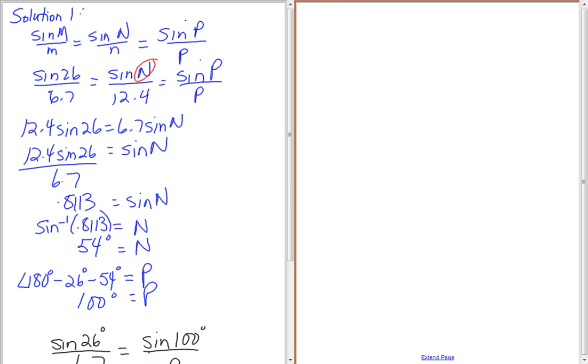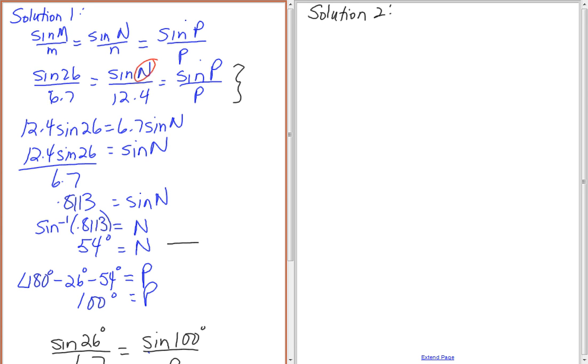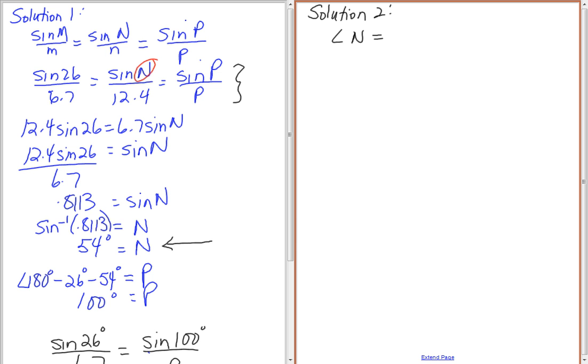All right, solution number 2. Is with the same given data, so this sine law would be the same. I'm not going to rewrite it, but I know what my calculator is going to give me for angle N. So I know for my second solution, angle N is the other possibility, which is not 54 degrees, but 180 minus 54 degrees. We have 126 degrees for N.